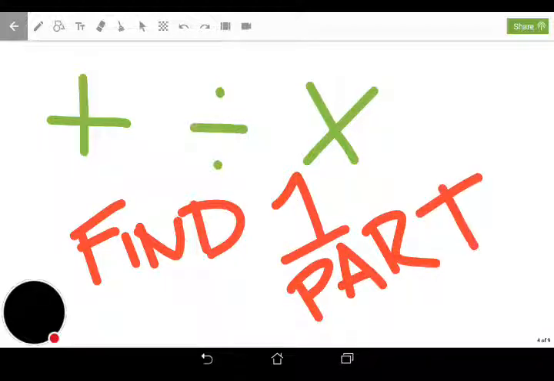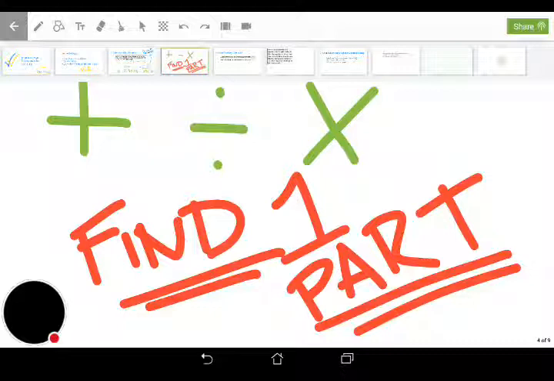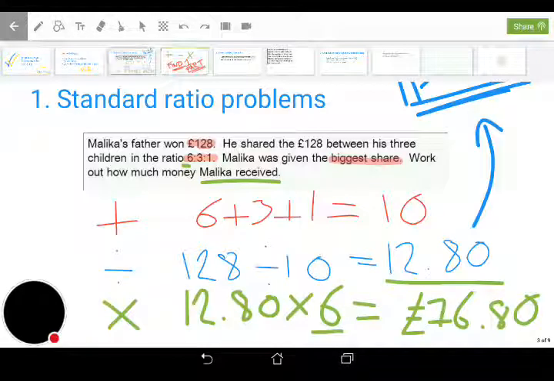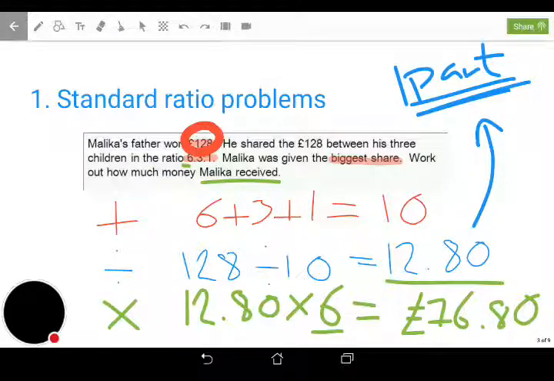As soon as you find one part, you therefore know all the parts. Okay, so that's your standard ratio problems, where you're given a total. So we're given a total like we are here. We're also given the ratio, and we need to split it from there. So we need to share the money.